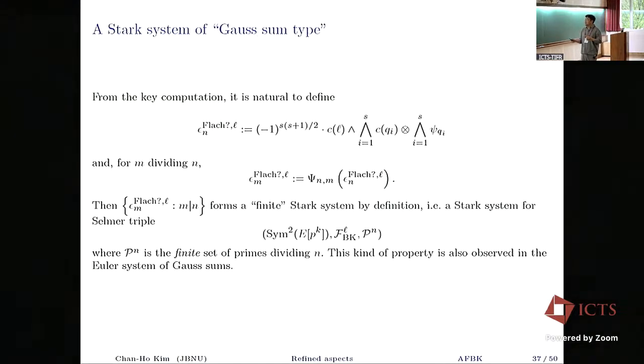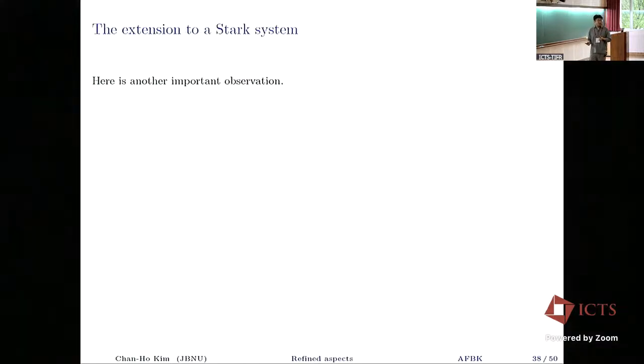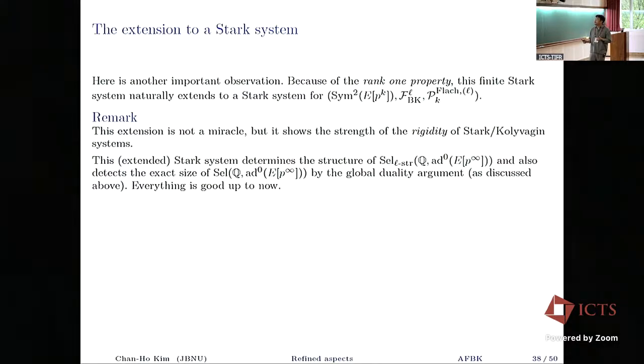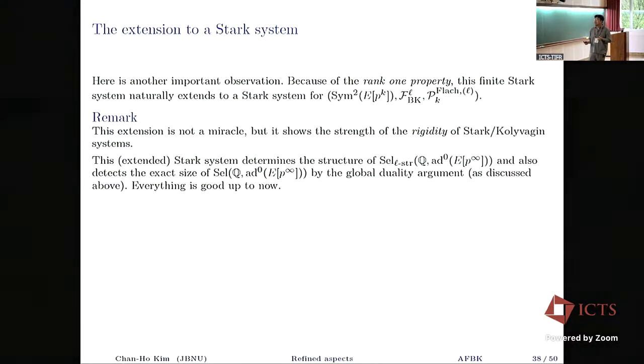So now we start with this, we get a finite Stark system, and what can we do further? Here's another important observation. Because of the rank 1 property, this finite Stark system naturally extends to the whole Stark system. This extension is not a miracle. It shows the strength of the rigidity of the Stark Kolyvagin system. So we have the bona fide Stark system, and this extended Stark system determines the L-strict Selmer groups and detects the size of the Selmer group by the global duality argument, as discussed before.